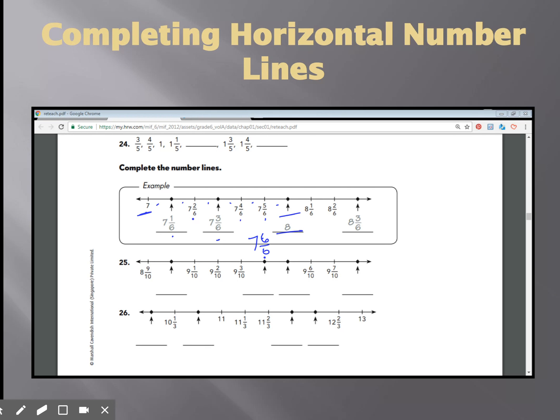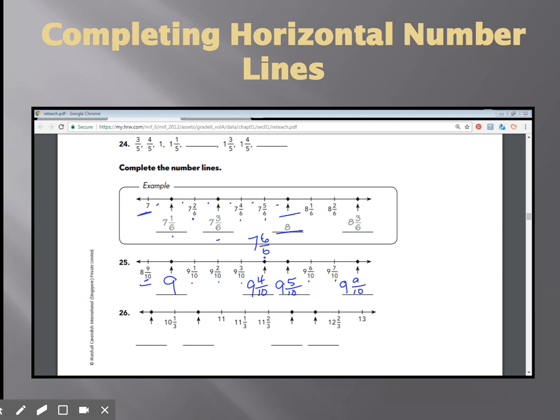Now here we have 8 9/10. We know our numbers are broken up into tenths because our denominator is 10. What would be after 8 9/10 would be 8 10/10. But again, we don't want 10/10 because that equals a whole. So 8 plus 1 whole is 9. 9 1/10, 9 2/10, 9 3/10, 9 4/10, 9 5/10, 9 6/10, 9 7/10, and 9 9/10.